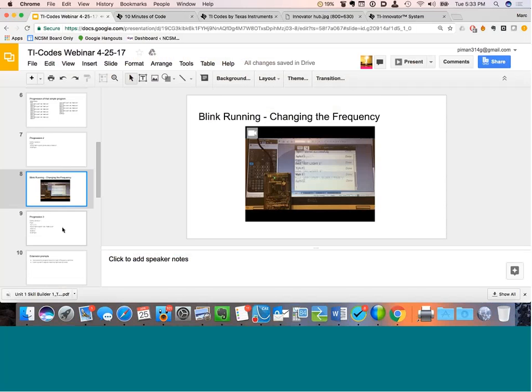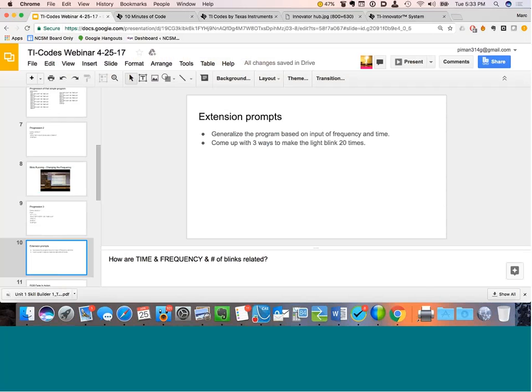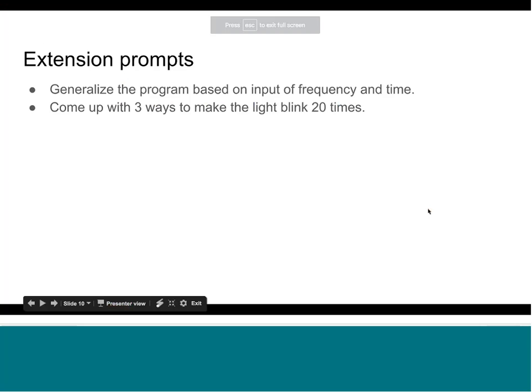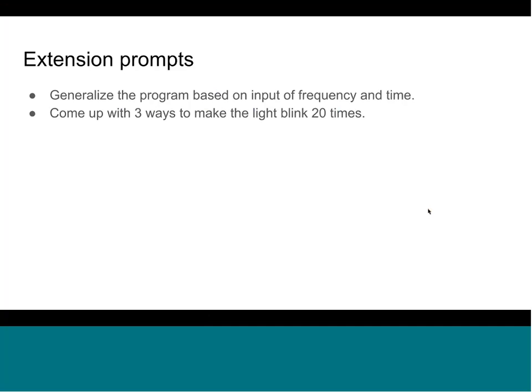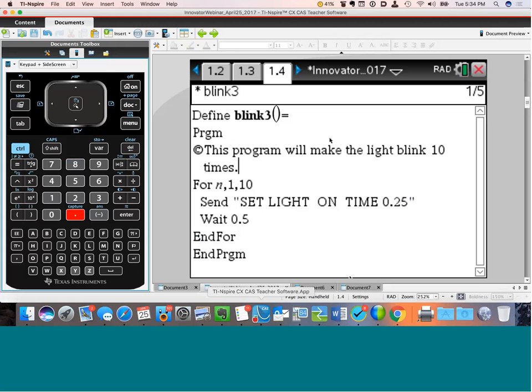So let's consider these extension prompts. What if we wanted to generalize the program where you could actually input the frequency and time? Instead of having to do it right within the program, we can make it part of the user experience. And then from there, might give students a challenge of, well, what are 3 ways to make the light blink 20 times? And what thinking went into doing that? So rather than do the coding, I will just show you the coding. It's part of the file that we will be sharing.